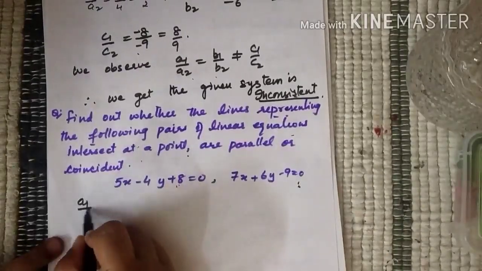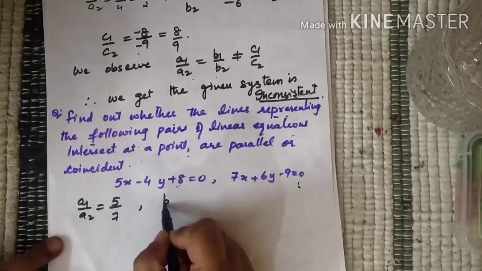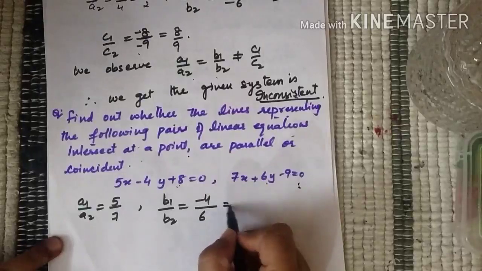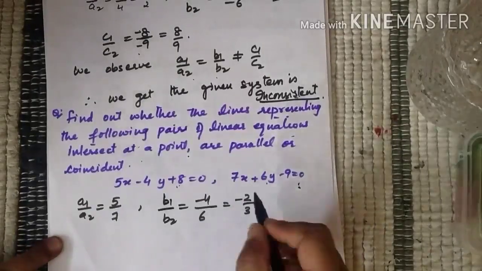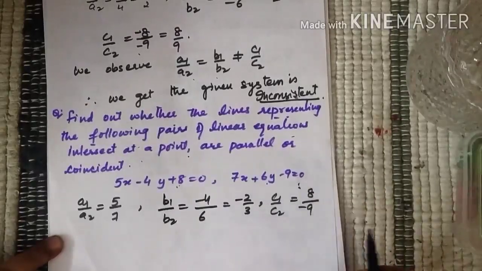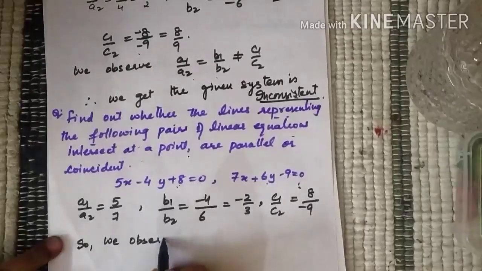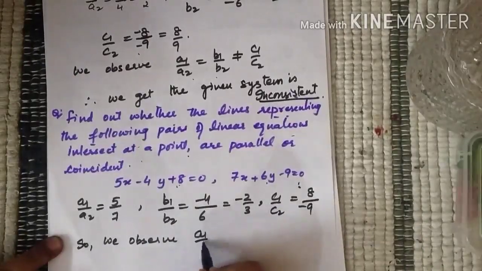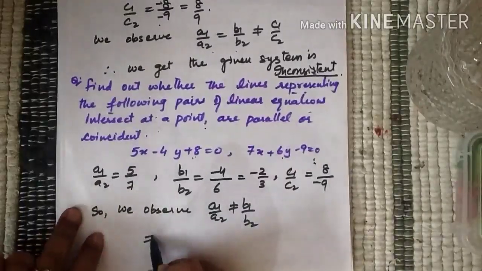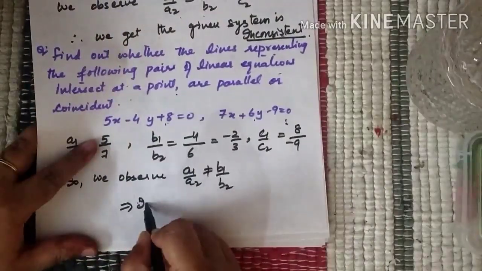So what is a1/a2? It is 5, and here it is 7. b1/b2, let's find out, it's minus 4 here and it is plus 6, which is minus 2/3. Then c1/c2, if I find out, this is 8 and this is minus 9. So what do we observe, children? We observe that these two are not equal. a1/a2 is not equal to b1/b2. So this implies what kind of lines? Unique solution, so the lines are intersecting lines.